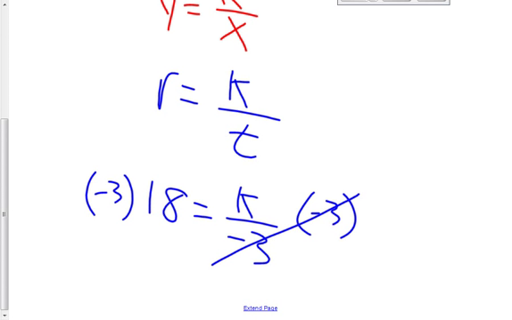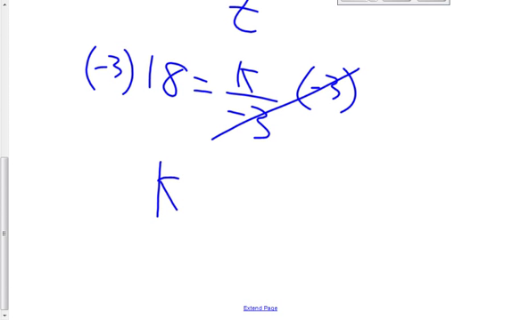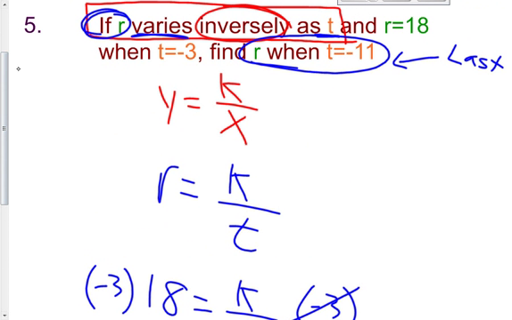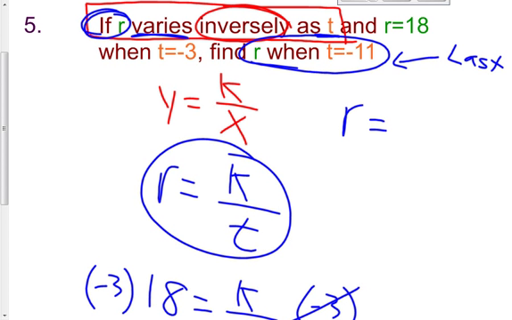And so what do we get when we do that? K equals -54. So this is our constant of variation. So now, instead of this, we have r equals k, which is -54, over t.